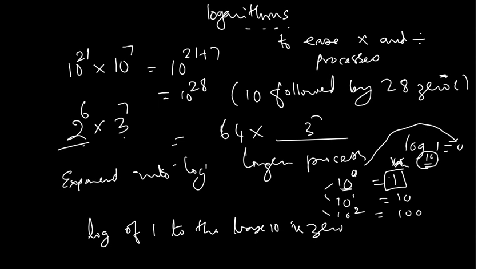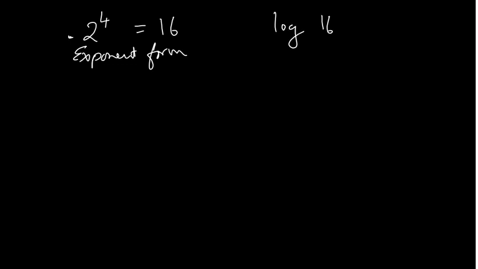Meaning, if your base is something else, for example, I have 2 to the power of 4. This is in exponent form. So 2 to the power of 4 is 16. If I write this in a logarithmic form, the base has to come, so log 16 to the base 2 equals 4. This is a logarithmic form.